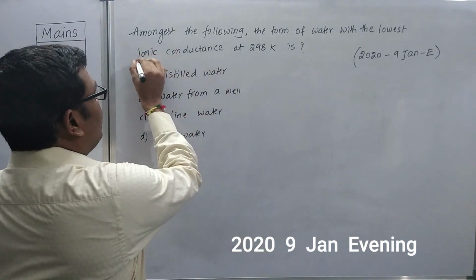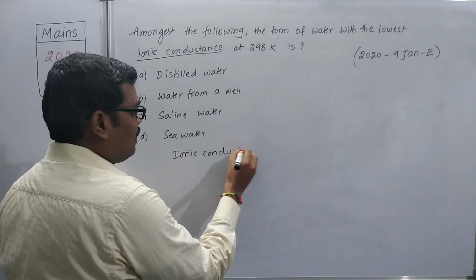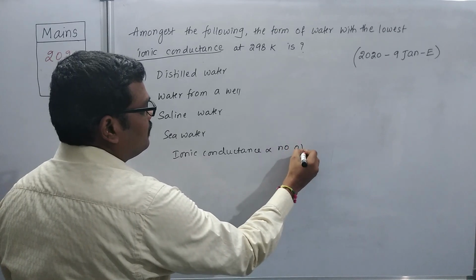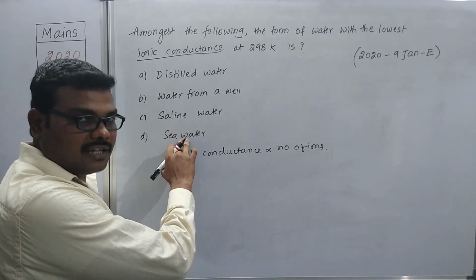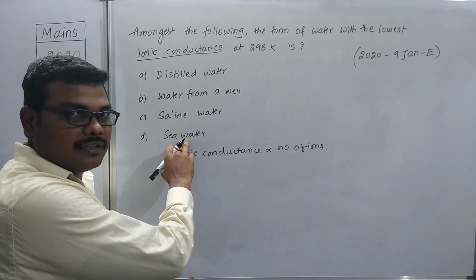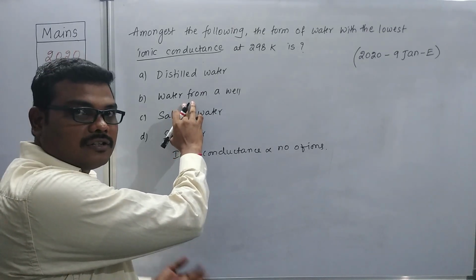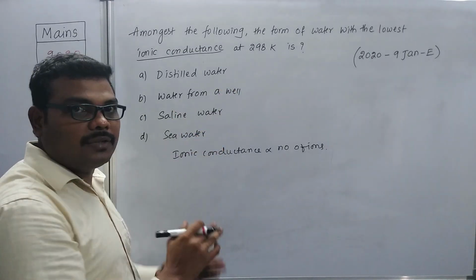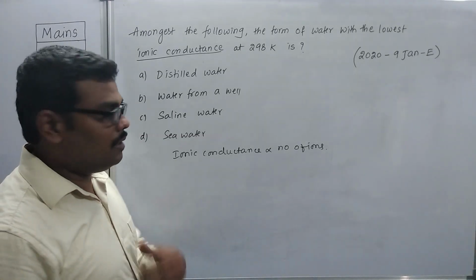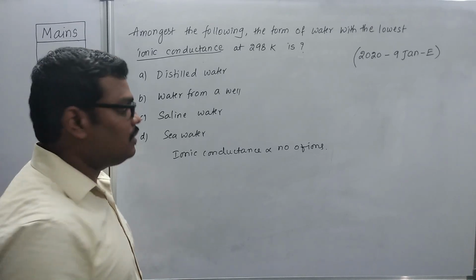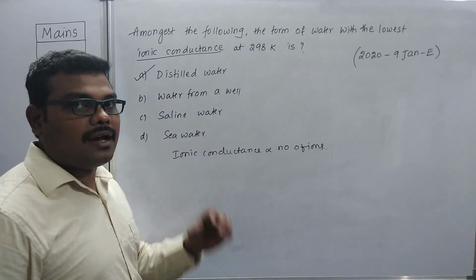Next question is, amongst the following, the form of water with the lowest ionic conductance at 298 Kelvin is asked. So here we require the lowest ionic conductance. Remember, ionic conductance is directly proportional to the number of ions. If you know this relation, you can identify it very easily. Seawater has so many salts, so the number of ions is more and conductance is more. Saline water contains NaCl, so ions are more. Water from a well also has some dissolved salts. Salts dissociate completely into ions, then they act as good conductors. But distilled water will not dissociate, so the number of ions will be very less in distilled water. That's why it has the lowest ionic conductance.